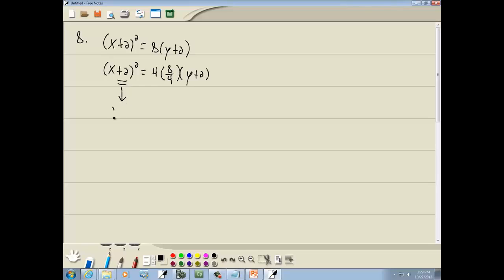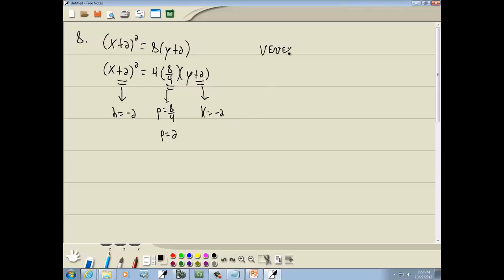Now this is going to be our h, and it's going to be opposite sign, so it'll be -2. This is our k, it's going to be opposite sign, so it'll be -2. And this is our p, and it's same sign, so it'll just be 8 over 4, or 2.